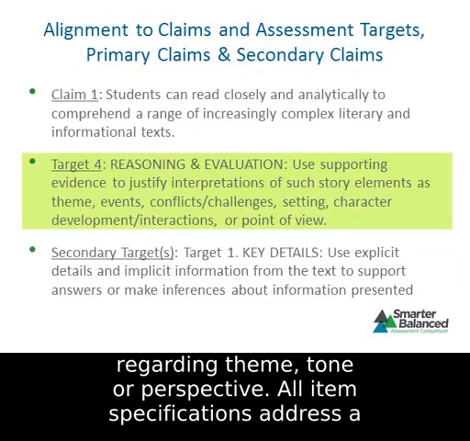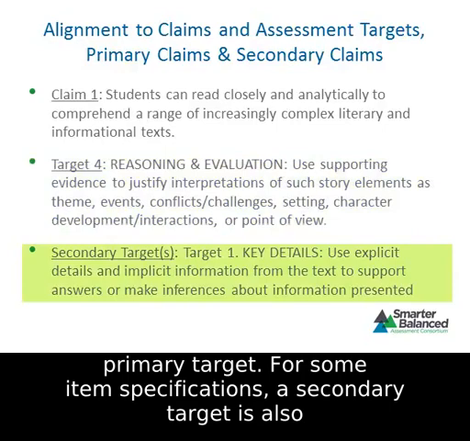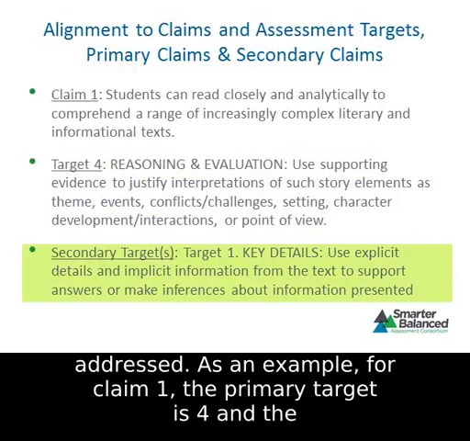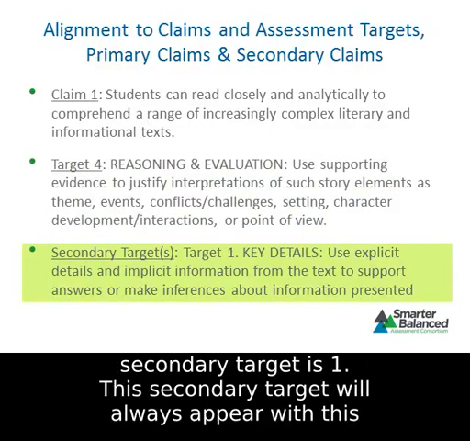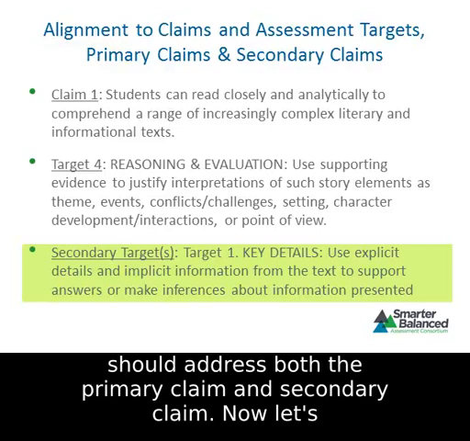All item specifications address a primary target. For some item specifications, a secondary target is also addressed. As an example, for Claim 1, the primary target is 4 and the secondary target is 1. This secondary target will always appear with this primary target, and an item or task developed using this specification should address both the primary claim and the secondary claim.